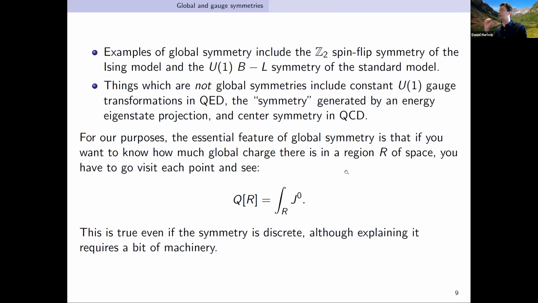But we haven't talked about gauge symmetry yet. We're about to. But before we do, let me ask if there are any questions about global symmetry, because now we're done with global symmetry for now. I'll just wait for a moment to see.